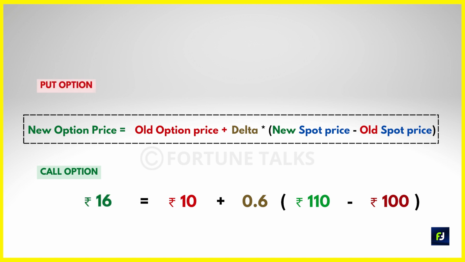On the other hand, if the new underlying price is 110 rupees, the old underlying price is 100 rupees, the old put option price is 10 rupees, and the put option delta is minus 0.6, then the new put option price would be 4 rupees.